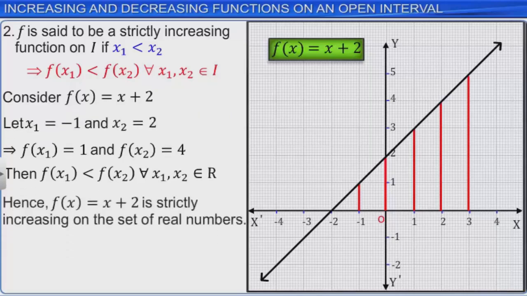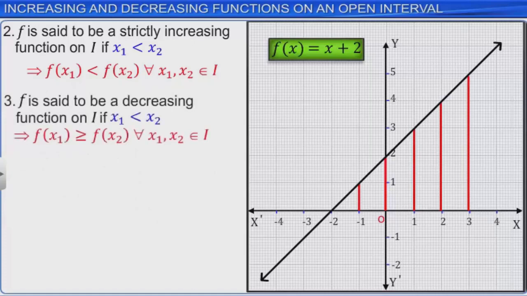Hence the function f of x is equal to x plus 2 is strictly increasing on the set of real numbers. Now, let us see when a function is said to be decreasing or strictly decreasing on an interval.